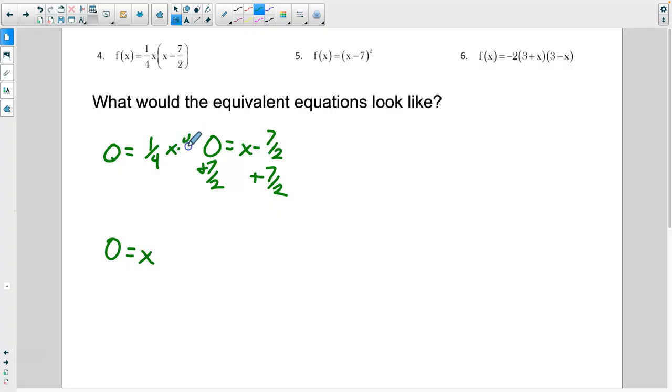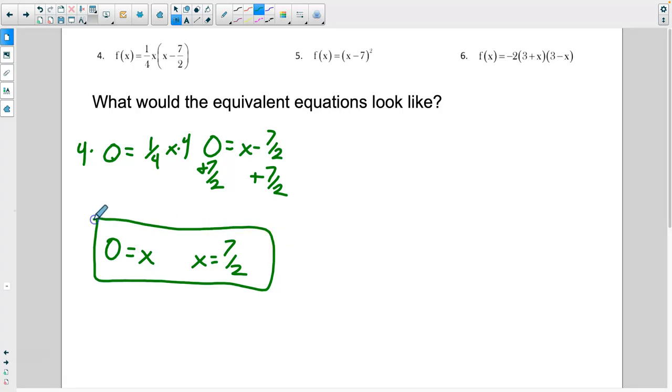And so this, I can multiply both sides by 4, and I get 0 equals x, and I get x equals 7 over 2. 2 solutions. And I even purposely wrote this one as 0 equals x because I don't care which way you write them. Alright? They're fine. I like to write them always as x equals the number, but it doesn't need to be like that.